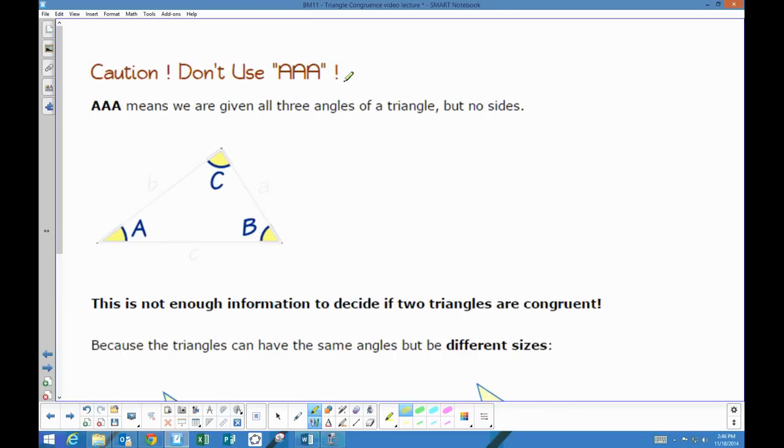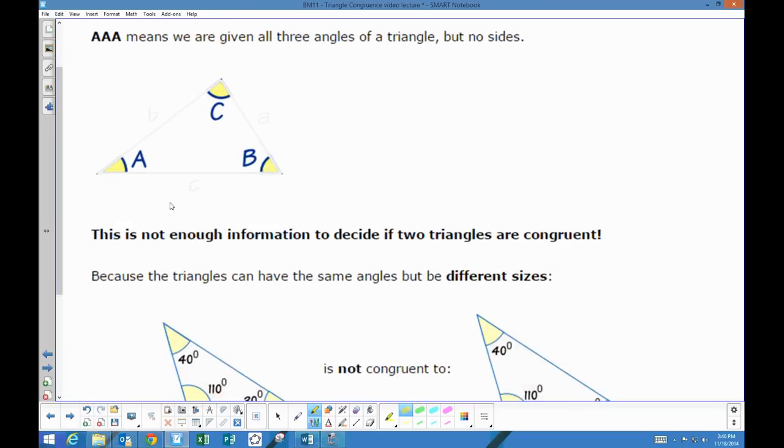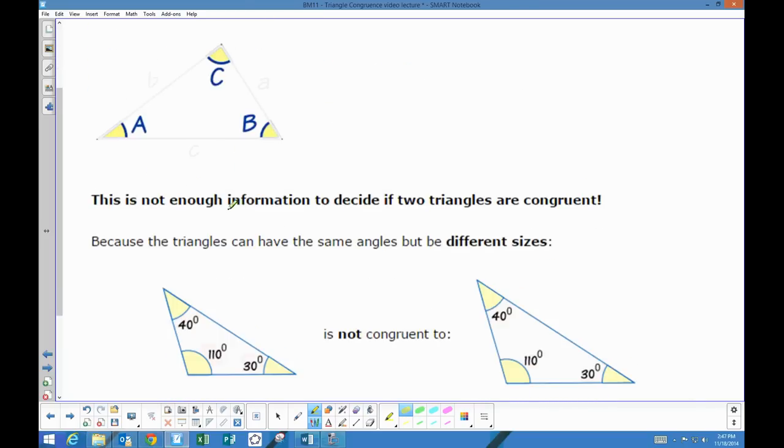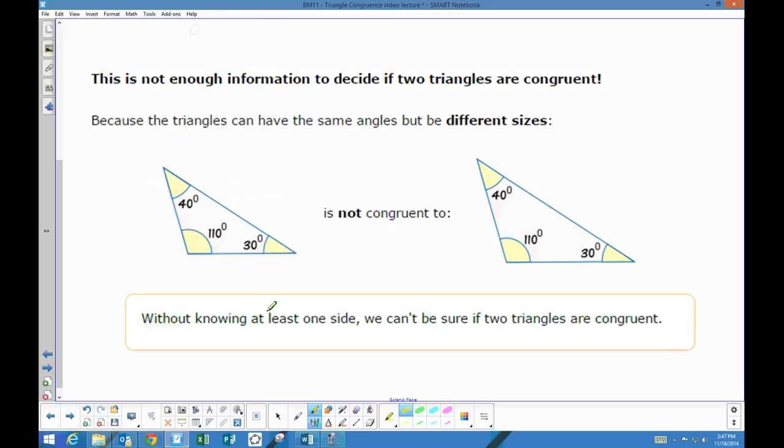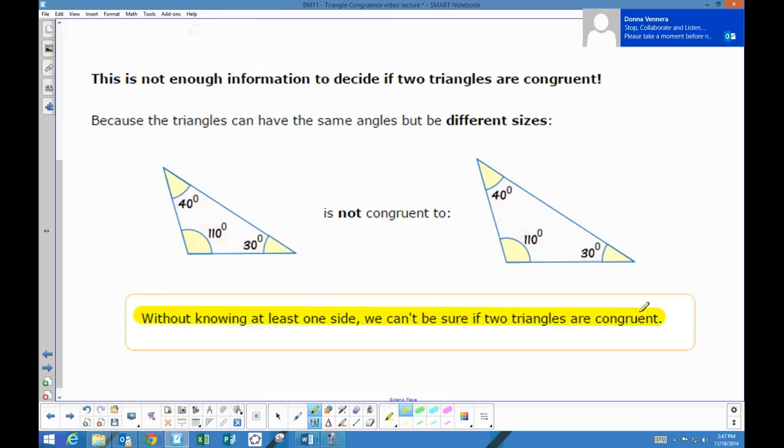We don't use angle, angle, angle. It might seem like, oh, that's one we would use, but here's the problem that occurs. This triangle has 40, 30, and 110 degree angles. This triangle has 40, 30, and 110 angles. Are these two triangles congruent? Well, I hope you can see that they are not. This triangle is bigger. So just because the angles are congruent does not mean that all the sides are congruent. Without knowing at least one side, we cannot be sure if the two triangles are congruent.